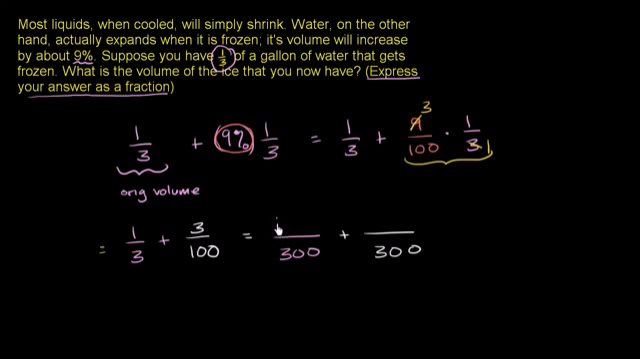So 1/3 is the same thing as 100 over 300. And to go from 100 to 300, we had to multiply by 3 in the denominator, so we have to multiply by 3 in the numerator as well. So 3/100 is the same thing as 9/300. And now we're ready to add. This is going to be 100 plus 9 over 300, which is 109 over 300. So this is the volume of ice that I now have expressed as a fraction.